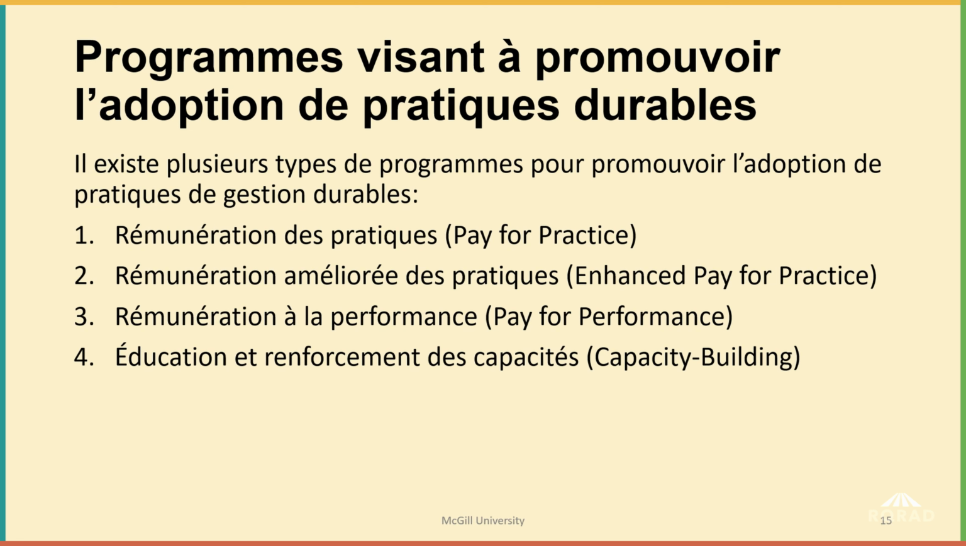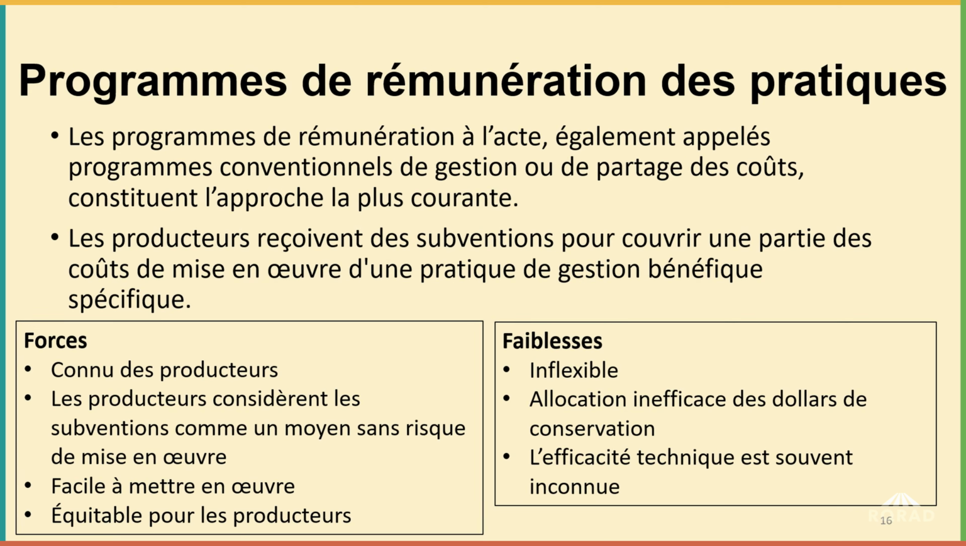So some of the programs, from our economic models, we have basically four types of program models to increase the adoption of beneficial management practices. The easiest one is the pay for practice program. We have this idea of the enhanced pay for practice, and then we have pay for performance, education, and capacity building. So each of them have their own strengths and weaknesses.